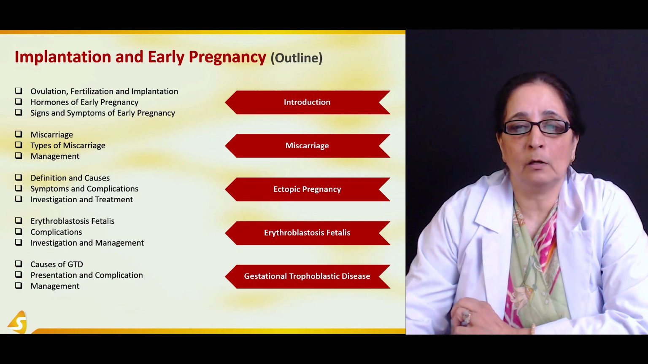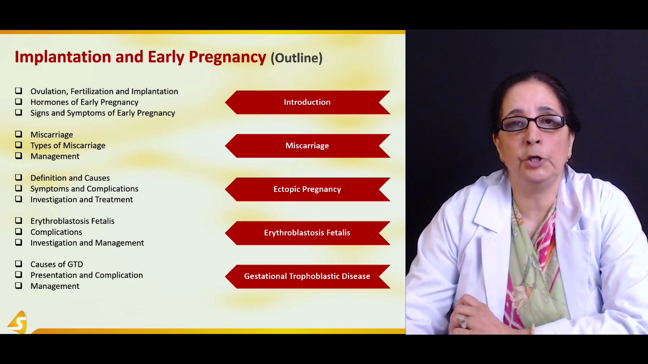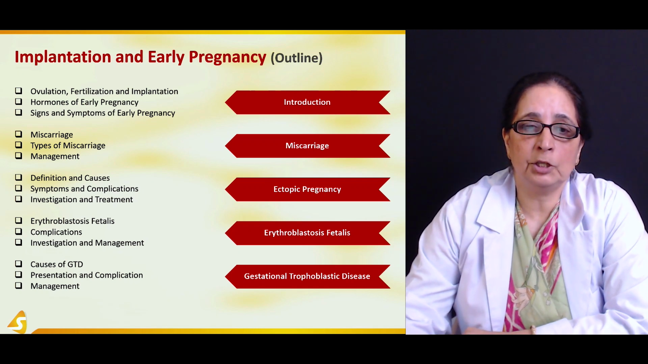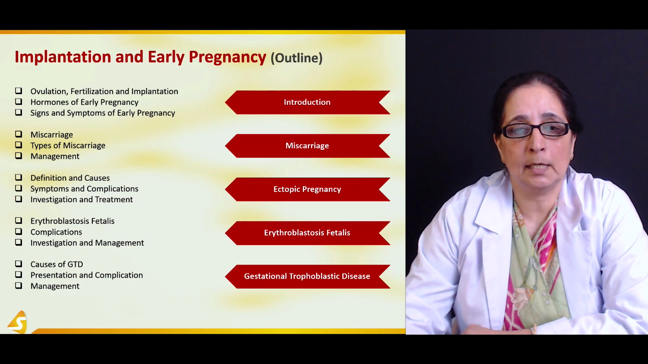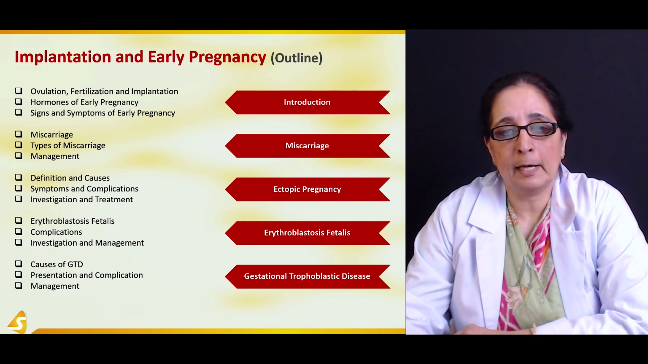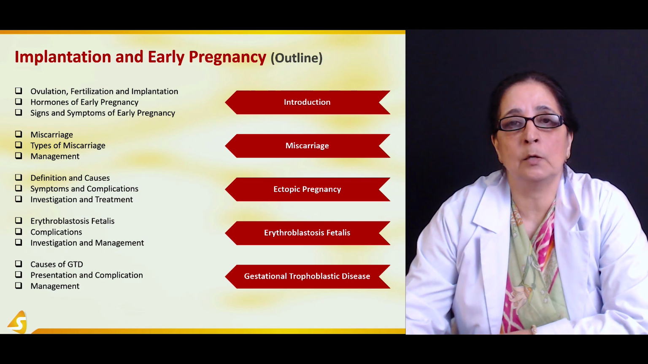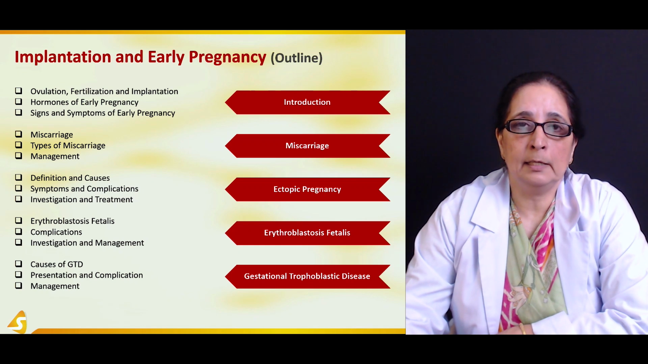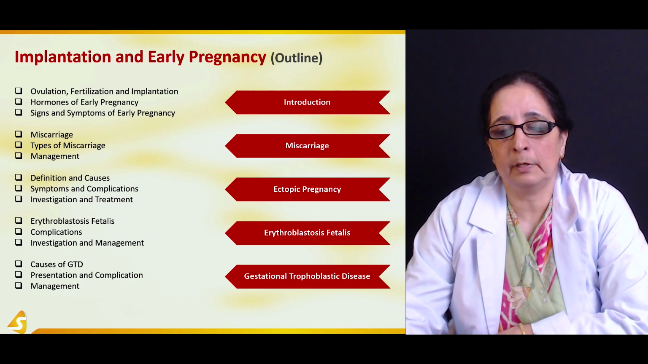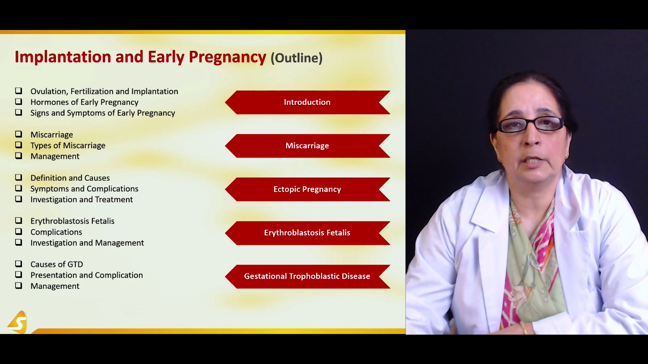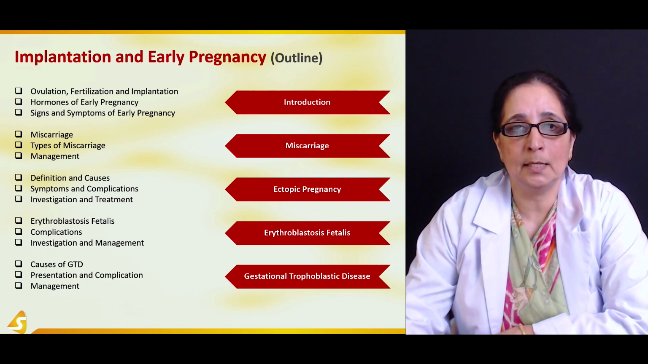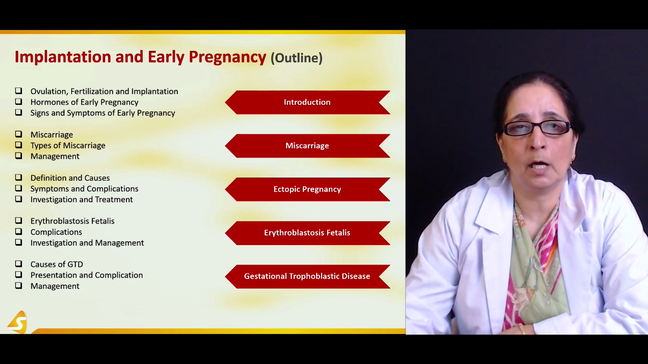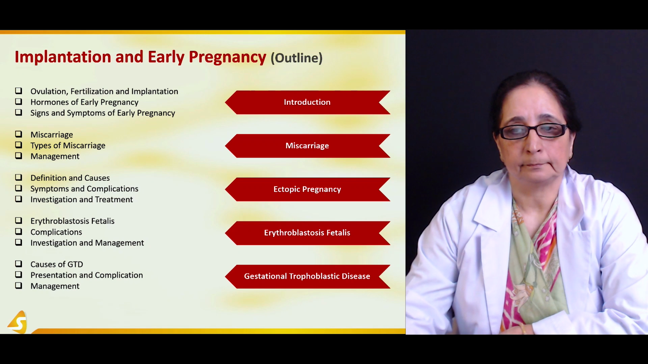erythroblastosis fetalis or hemolytic disease of the newborn, in which we will cover the complications of erythroblastosis fetalis, investigation and management, and how it occurs and what is erythroblastosis fetalis. Then in the final section or fifth section of our lecture, we will cover gestational trophoblastic disease, how it presents and what are complications and how it is treated.